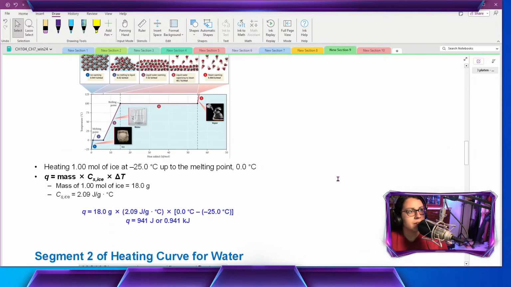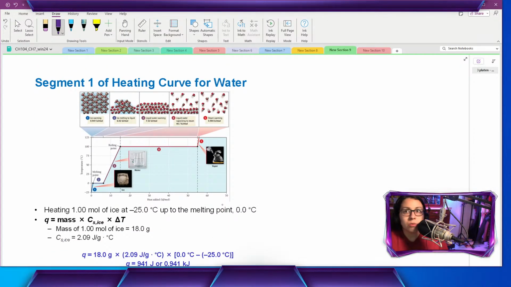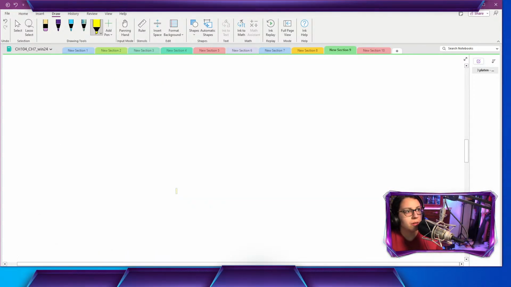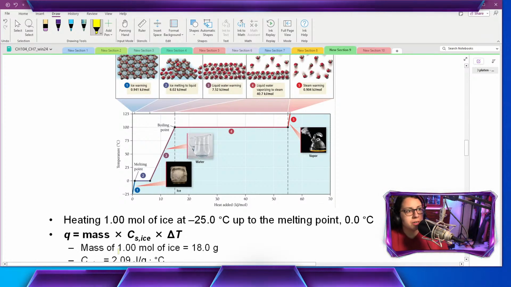So let's look at this heating curve. These are, again, quantities that you would have to look up, or I would provide them on an exam. What I mean by that is, let's look at what we're doing overall. Our overall process is we want to take 1 mole of ice from negative 25 degrees Celsius all the way to its boiling point to boil it, and then take it to 125 degrees. But we have to do each segment at a time.